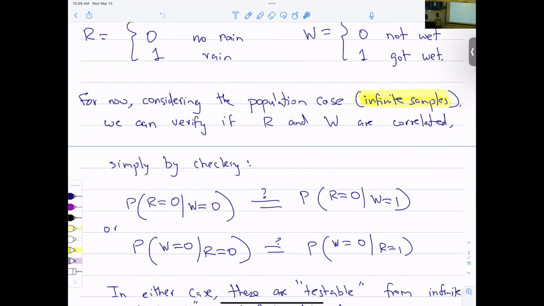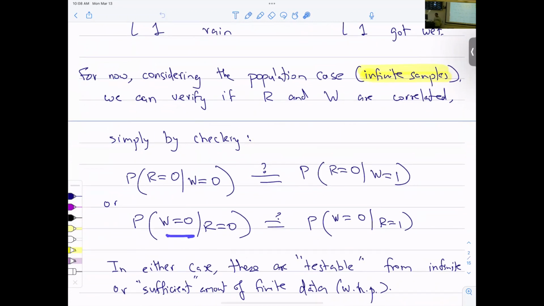So you can ask whether the probability that rain is 0 given that wetness is 0 is equal to the probability that rain is 0 given wetness equal to 1. Or we can query whether the probability that wetness equals 0 given rain equals 0 is the same as wetness equals 0 given rain equals 1, and check whether these things are the same. This will tell us about independence between these two random variables, and we can check the correlation. So that's what I mean by these kinds of questions. These correlation questions are testable from infinite samples.